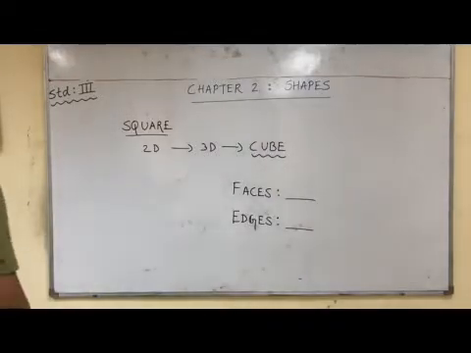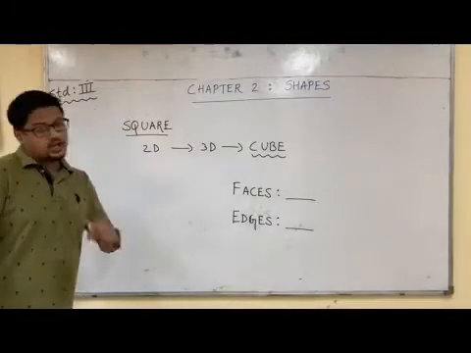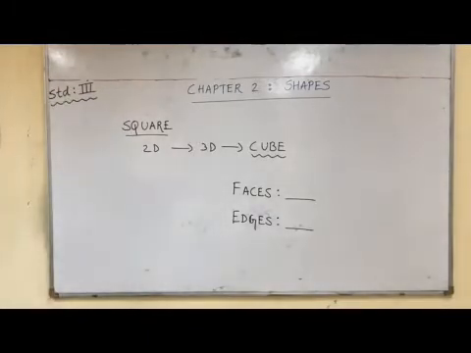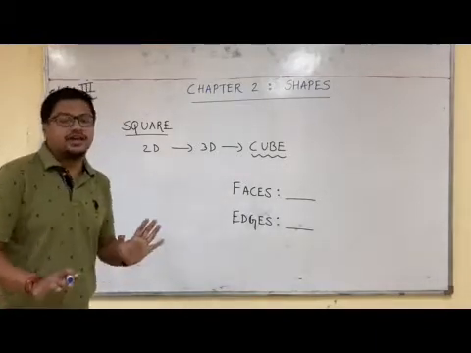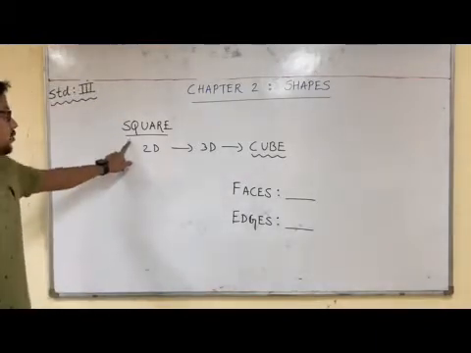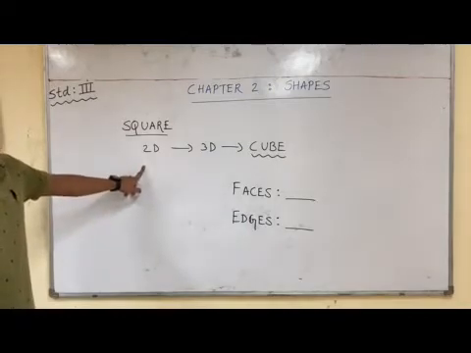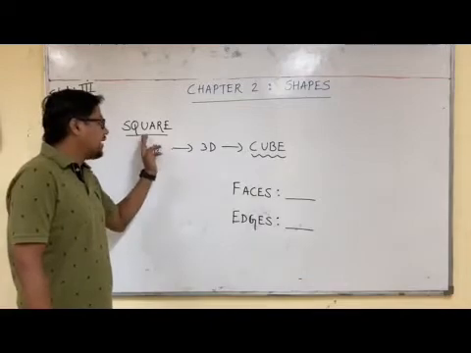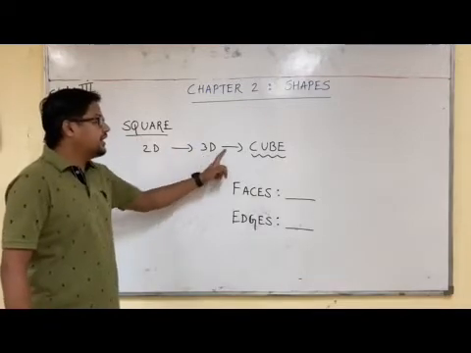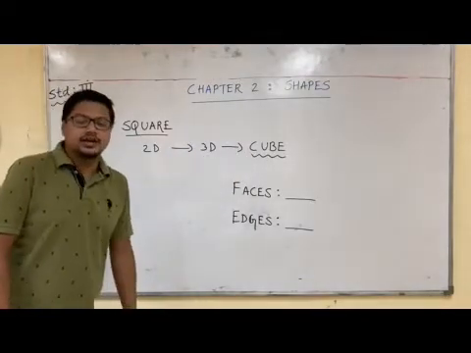Okay students, let us start with 3D shapes and we will start with the first one, that is cube. Now understand to sir very clearly. Square is what kind of shape? 2D shape. Whenever we convert square from 2D to 3D, we are getting what? We are getting a cube.